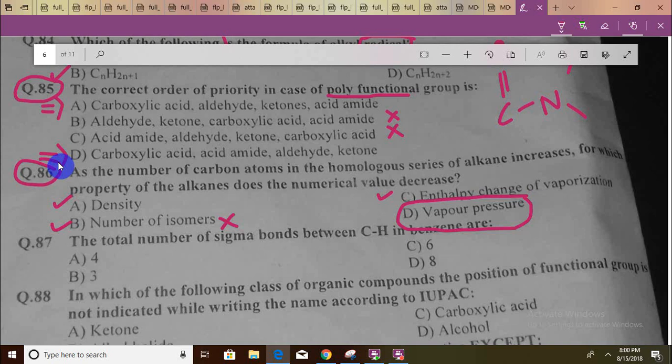So for alkanes, C1 to C4 are colorless and odorless gases, and from C5 to C17 they are colorless and odorless liquids, and the others are waxes, which have the same property of being colorless and odorless. So these are physical properties you should remember.